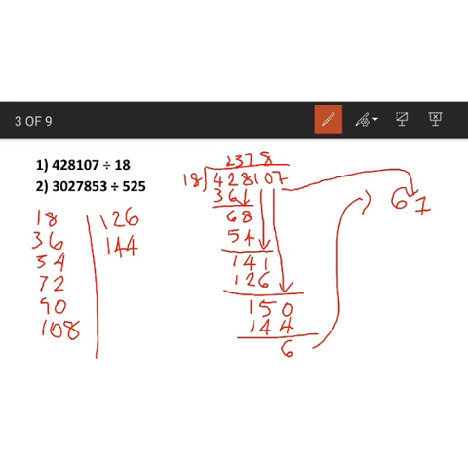Now how many times will 18 go in 67? It is 3 times. So we'll write 3 just above 7 and 54 just below 67. Now when we subtract, we get 13. So our quotient will be 23,783 and the remainder is 13.